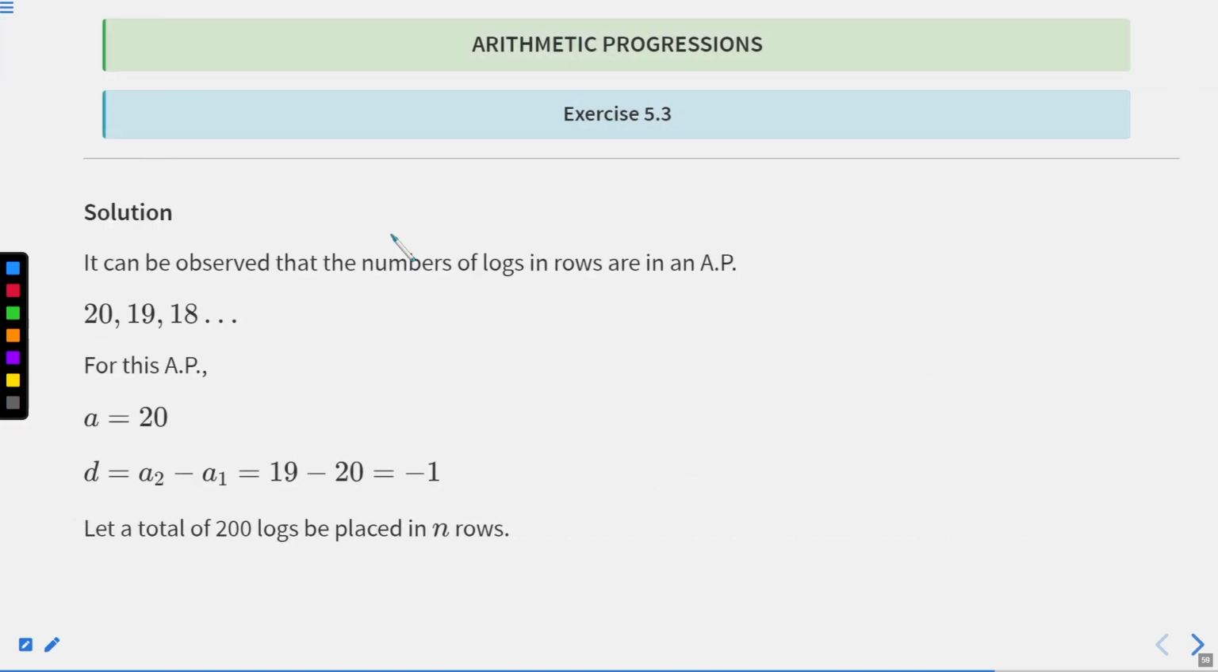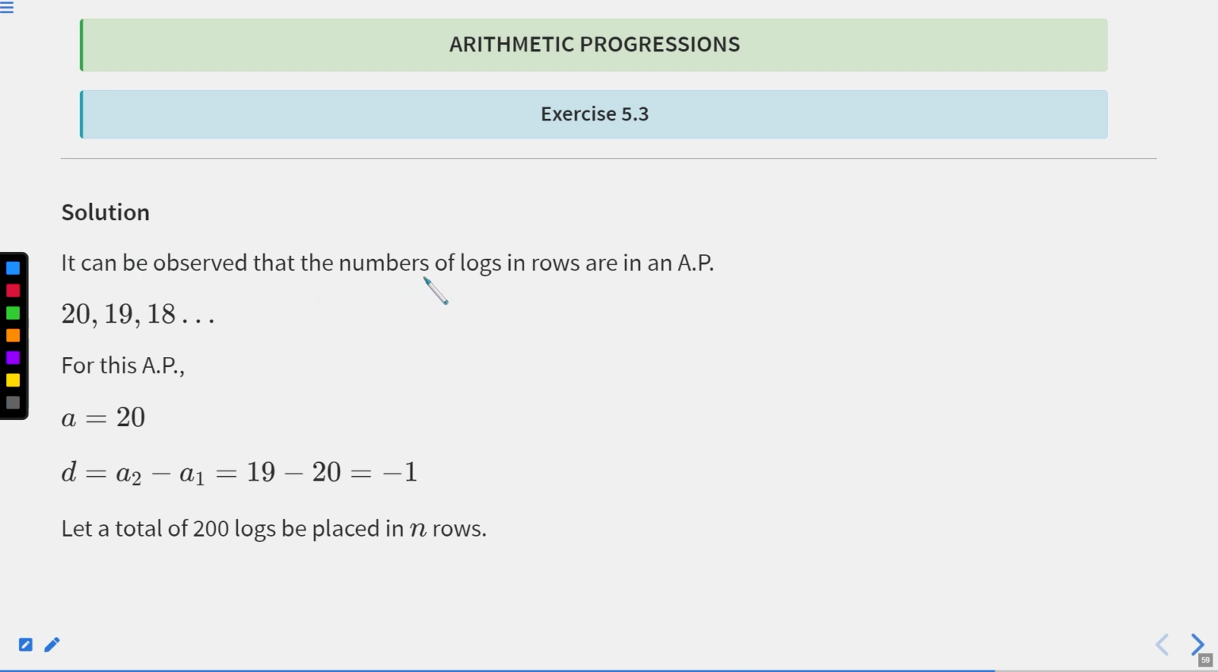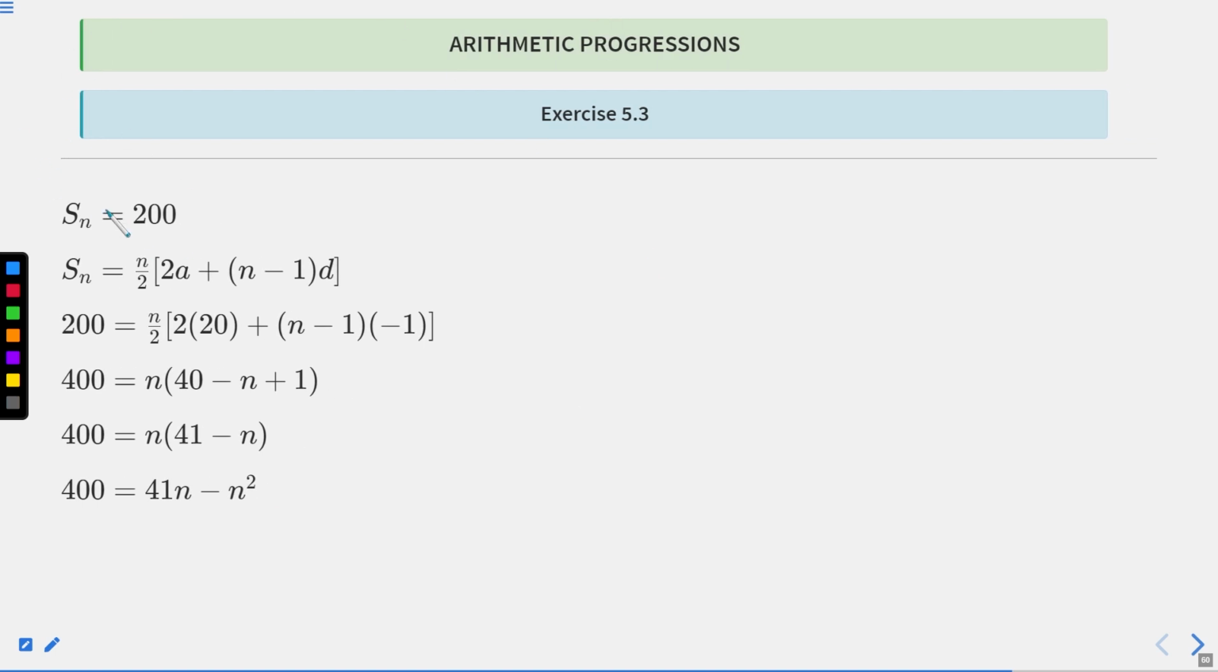Here it can be observed that the numbers of logs in the rows are in an AP: 20, 19, 18, and so on. For this AP, the first term a is equal to 20, and the common difference d is equal to a2 minus a1, that is 19 minus 20, that is minus 1. So let a total of 200 logs be placed in n rows. So Sn is equal to 200.